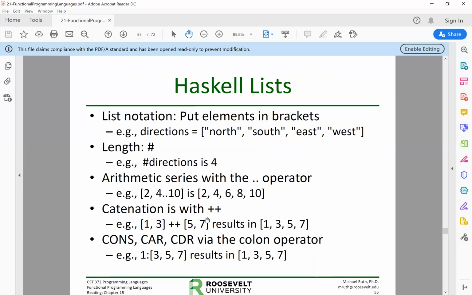What else? Concatenation is with plus plus. 1, 3 plus plus 5, 7 equals 1, 3, 5, 7. Cons, car, and CDR all operate via the colon operator. So we can do 1 colon 3, 5, 7 equals 1, 3, 5, 7.